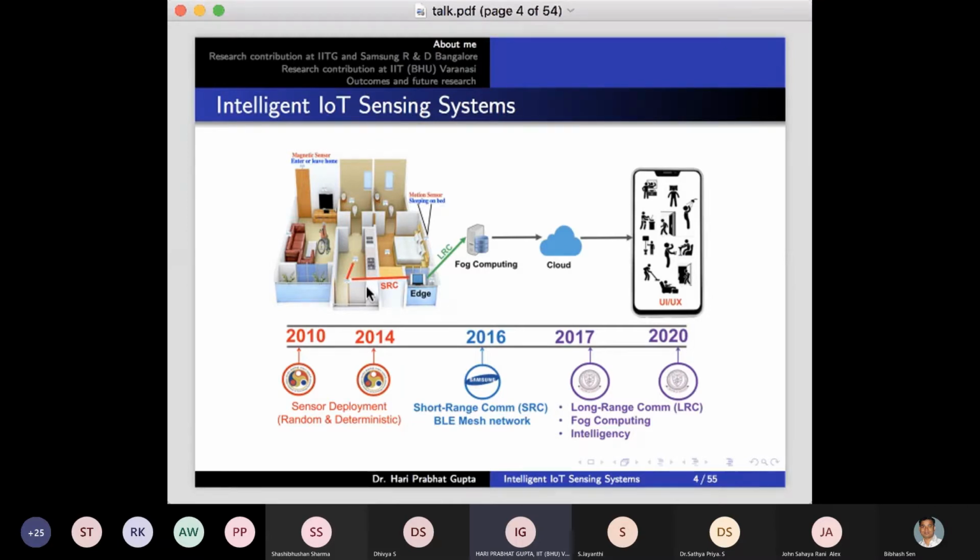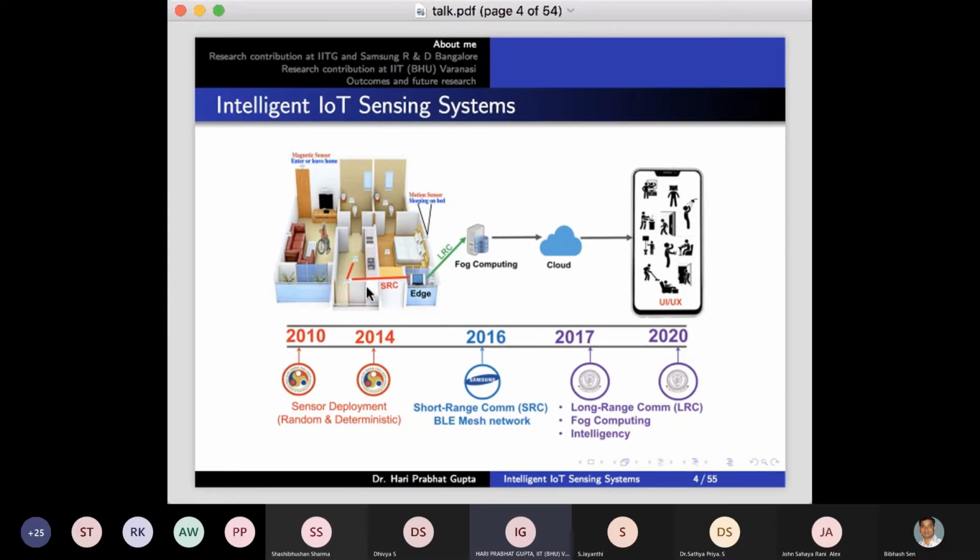If BLE can transmit only up to a certain range, then comes long range communication: how we can transmit this information remotely. Then how we can process this information, where we can process it, and what percentage of the information we can process. This is fog computing. Finally, intelligence comes into the picture: artificial intelligence, machine learning, deep learning, game theory and computational geometry approaches that we use for solving the problem.